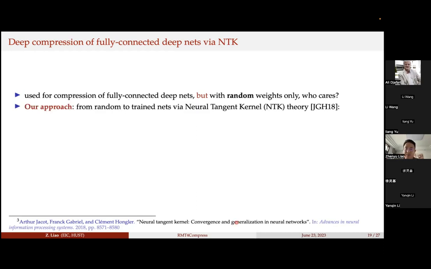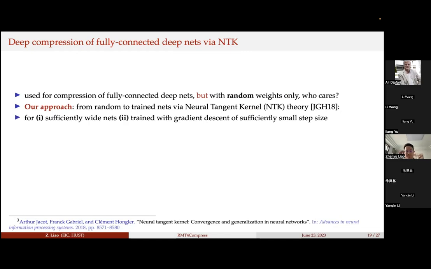And the good news is there is already existing literature that has introduced a very powerful and convenient tool called the neural tangent kernel. This is a theory that allows us to make the connection between how neural nets converge and generalize, and to connect a neural network after training to its random initialization. So we're really happy because we can just borrow this NTK and apply it to our idea.